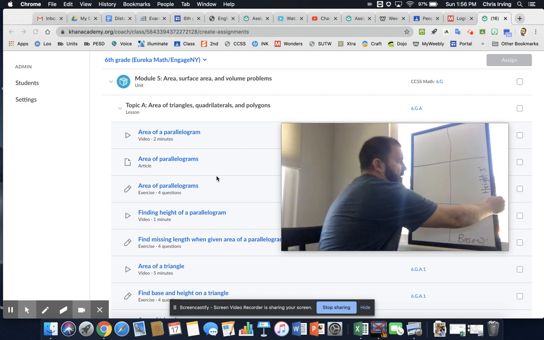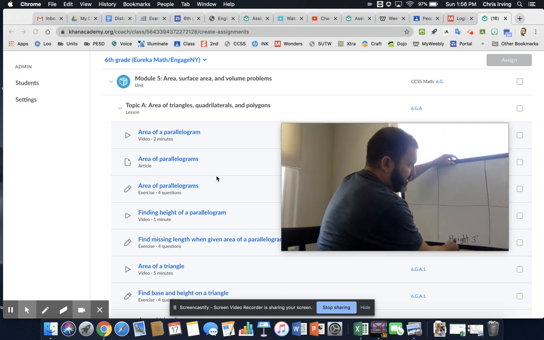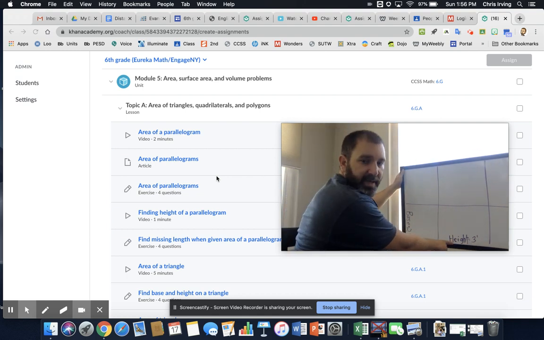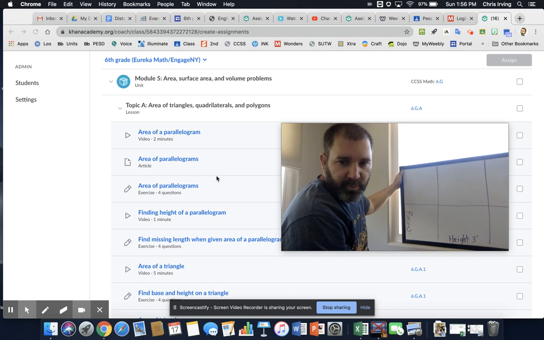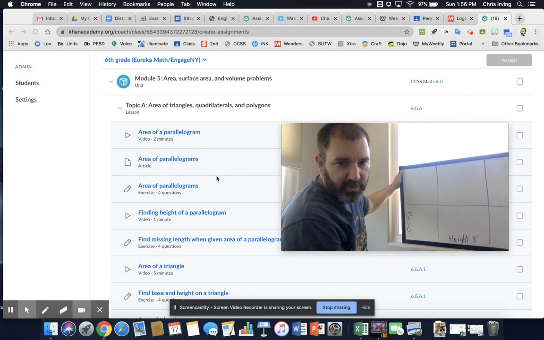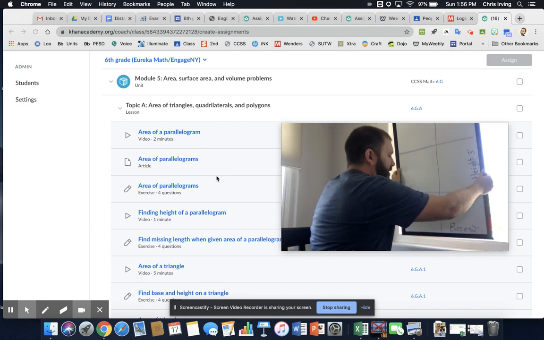Now, obviously my rectangle can be turned this way. And if it does get turned this way, well then this becomes the base and this becomes the height. But it doesn't matter which you multiply first. You could multiply base times height, or you could do height times base. It doesn't matter. You're going to get 6 either way you look at it.